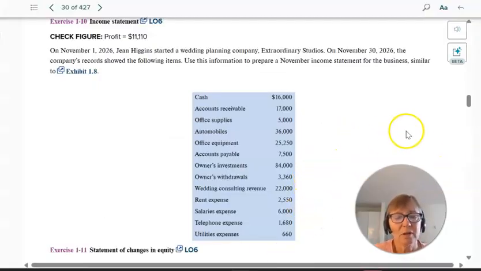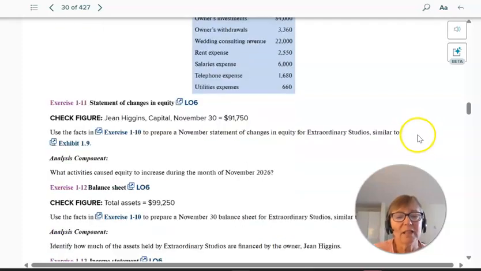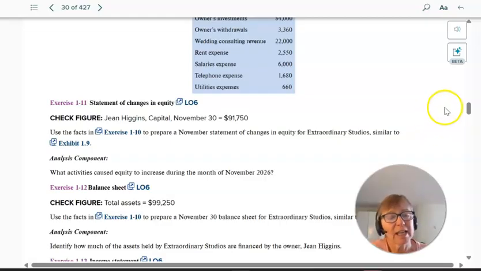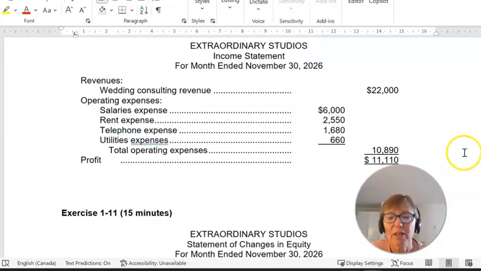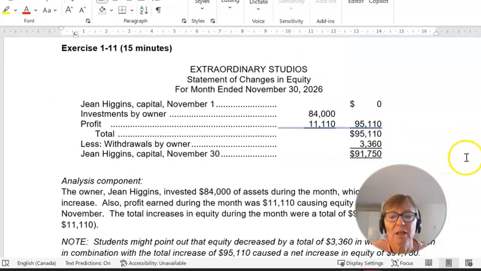So now for 111, you again need to prepare the statement of changes in equity similar to Exhibit 1.9. So again, go back to your textbook, whether it's the ebook or paper copy, and have a look at Exhibit 1.9 to find the layout of the statement of changes in equity. Okay, so let's go have a look at the solution.